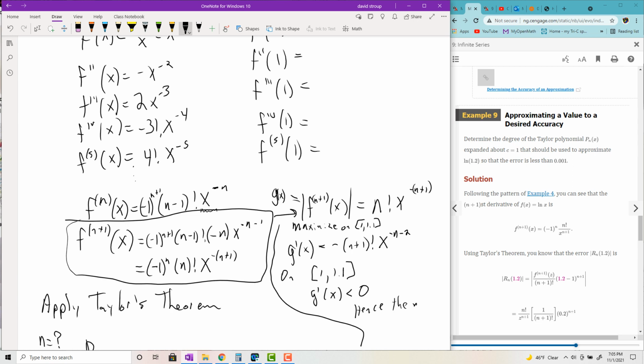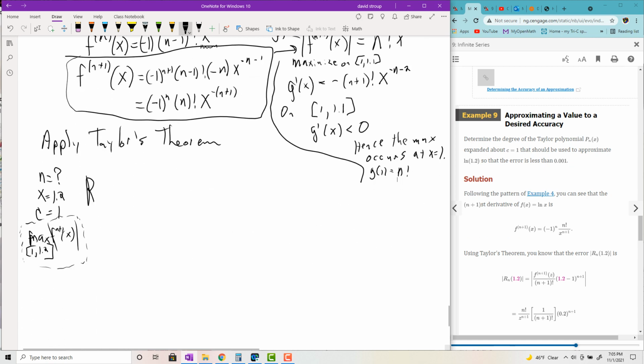So hence the max occurs at the left-hand endpoint at x equals 1. And so the maximum of the absolute value of the first derivative is just g of 1. And that equals n factorial times 1. 1 to any power is just 1. So g of 1 is n factorial. And so our max thingamajig here is going to be n factorial.